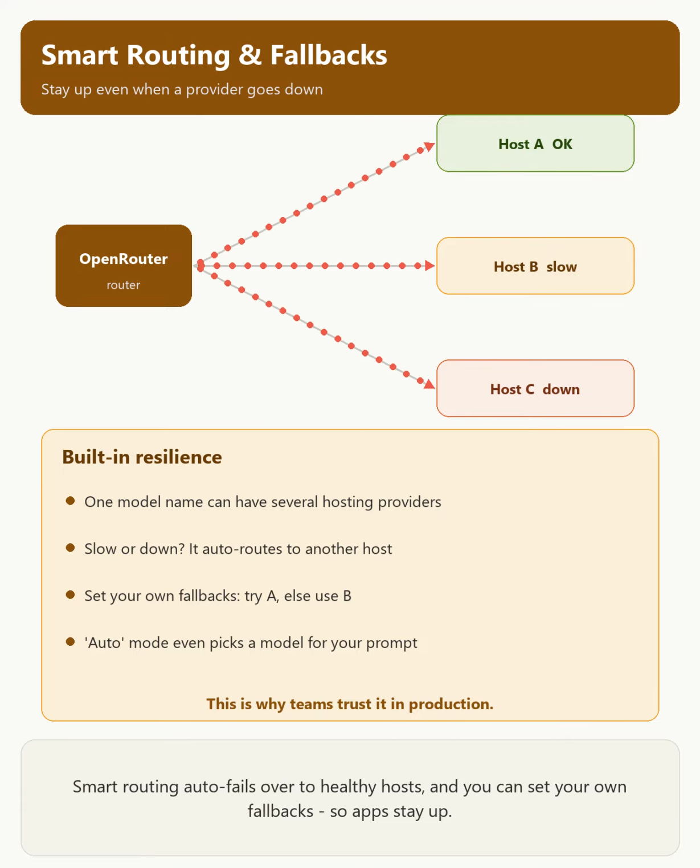Now the smart routing. Behind a single model name, OpenRouter often has several hosting providers. If one is slow or goes down, it can automatically send your request to another, so your app keeps working. You can also set fallbacks yourself, try this model first, and if it fails, use that one instead. There's even an auto mode that picks a suitable model for your prompt. This reliability and flexibility is why many teams put OpenRouter into production.